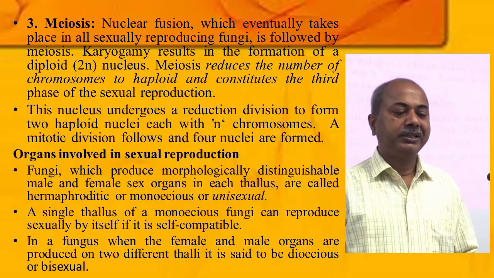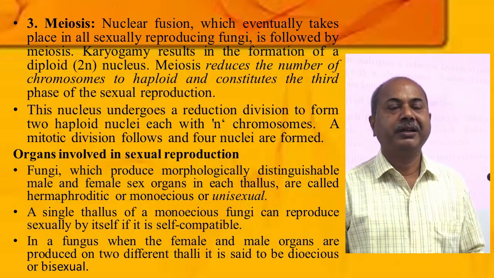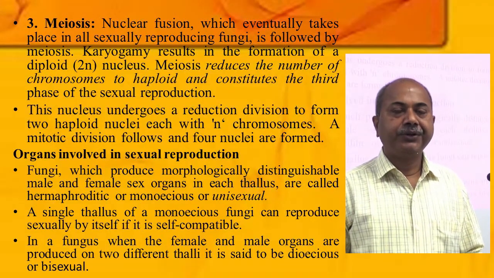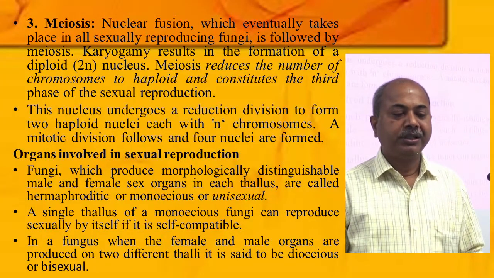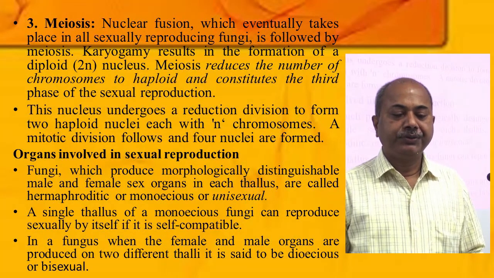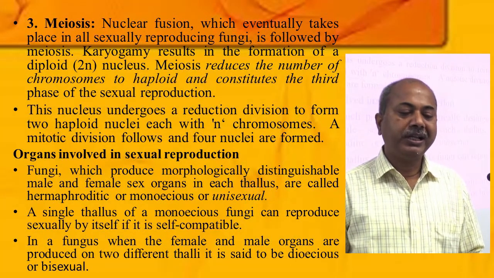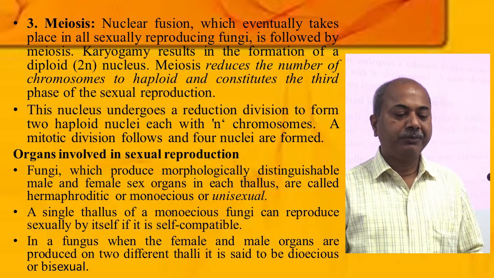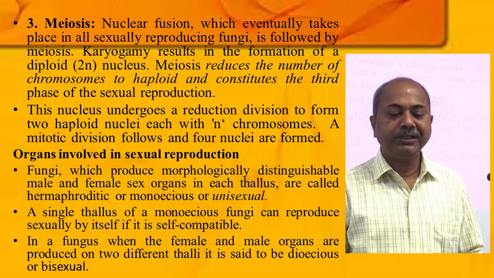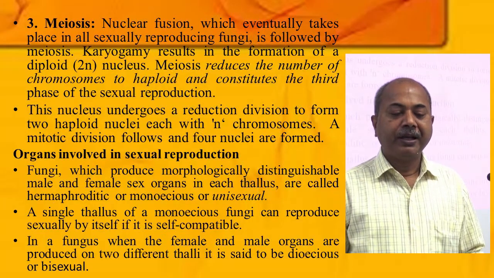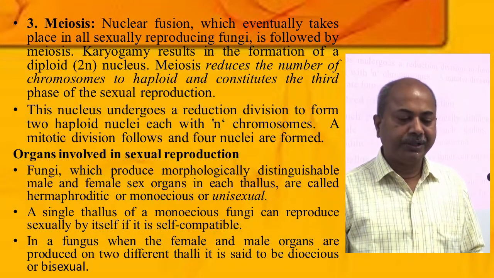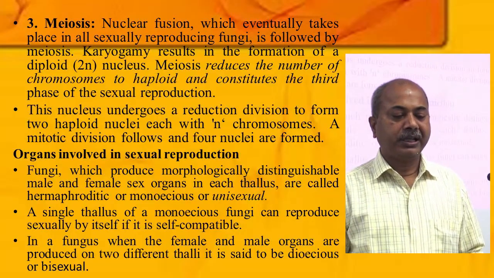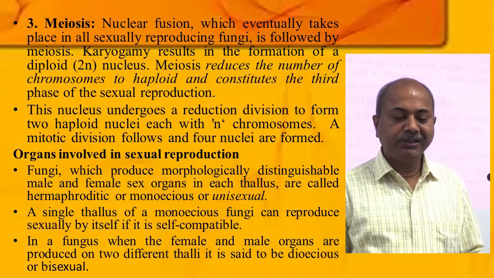What we have discussed is that in three phases, first is plasmogamy, then karyogamy, and then meiosis. It is now clear that nuclear fusion, which eventually takes place in all the sexually reproducing fungi, is followed by meiosis, and karyogamy results in the formation of a diploid cell and a diploid nucleus, that is 2n, and meiosis reduces the number of chromosomes to haploid and constitutes the third phase of sexual reproduction, which I have described earlier. In this case, the nucleus undergoes a reductional division, as told earlier.